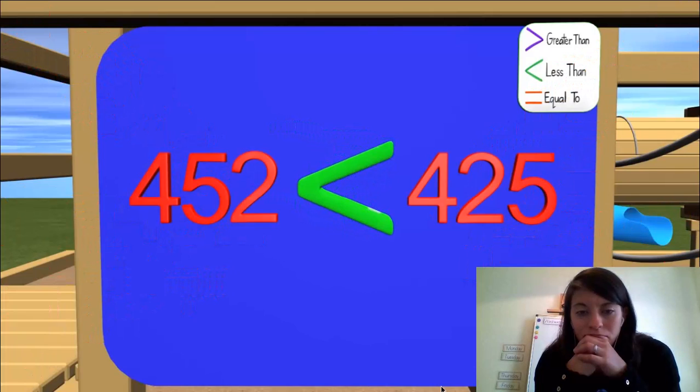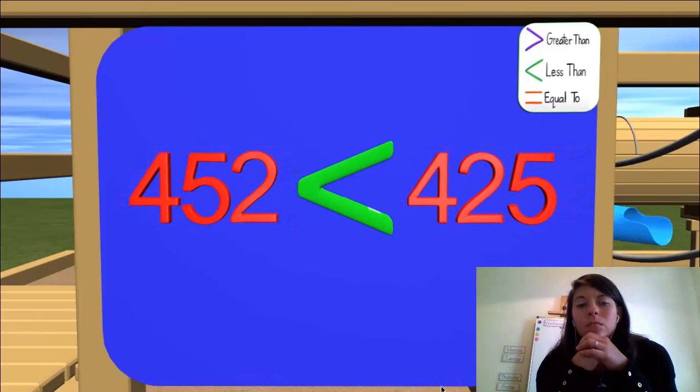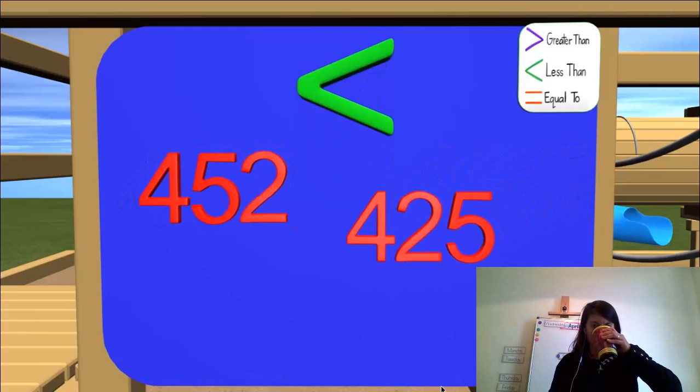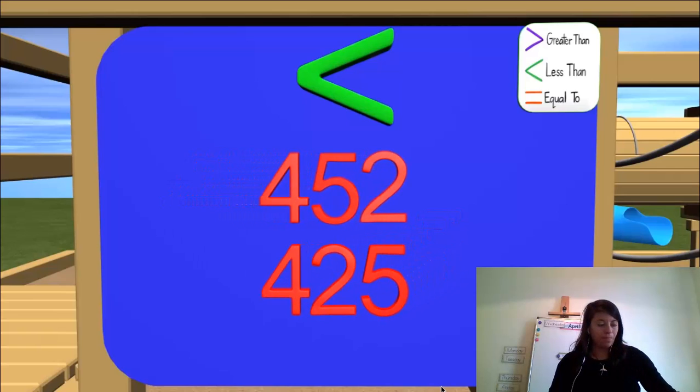Okay, let's compare these numbers and see which symbol to use. Here we have the number 452 and the number 425. To help me compare, I am going to put the numbers on top of each other. I will put the number on the left on top and the number on the right on the bottom. Now that we have them lined up, let's compare them using our knowledge of place value. We start with the biggest value first, which is the hundreds place. In the hundreds place, both numbers have 400, so the hundreds are the same. Let's move on to the tens place.